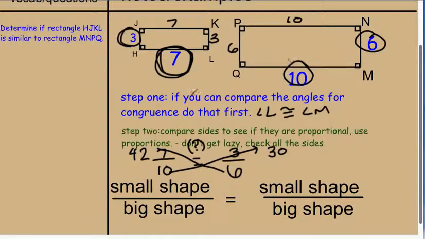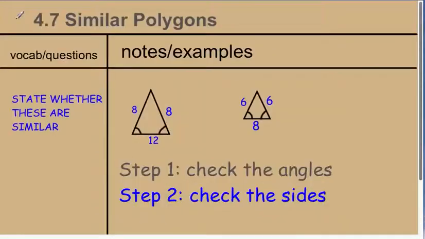Are these two shapes similar? And the answer would be no, they are not. They are not similar. They don't have congruence. All right, let's try another example. Let's see whether or not these are similar.